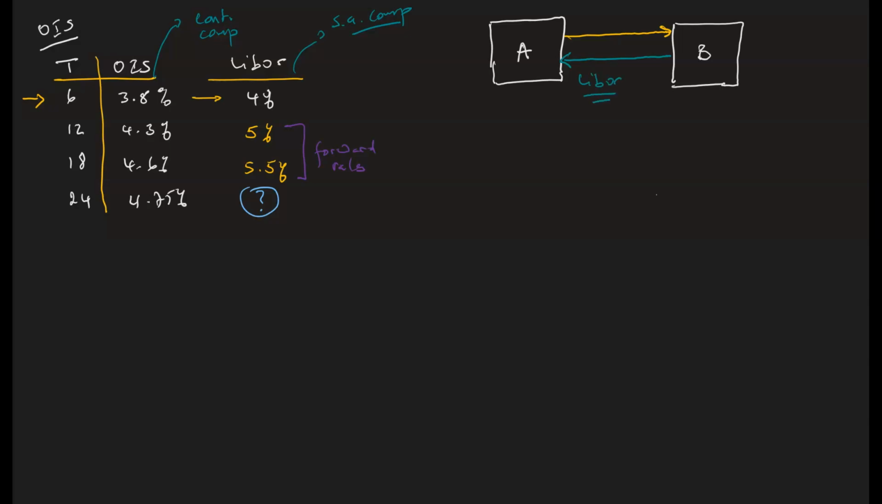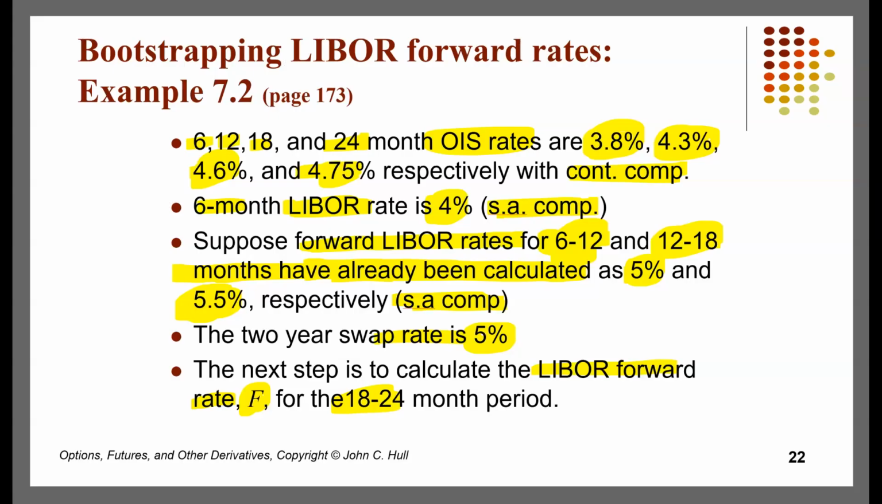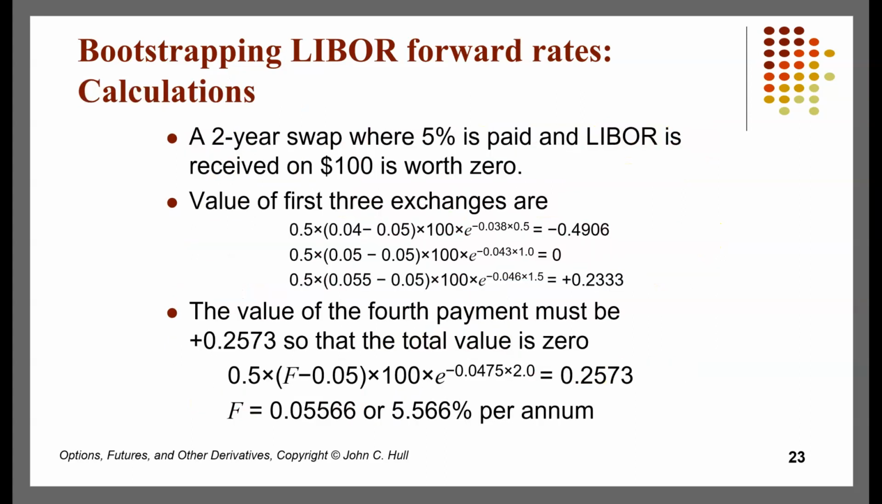So let's say that's the scenario. Now, we're not given a notional amount. Oh, there we go, here. A 2-year swap where 5% is paid and LIBOR is received on a $100 notional amount is worth nothing when it's initiated. So we're working with a 2-year swap, 5% and $100 notional amount.